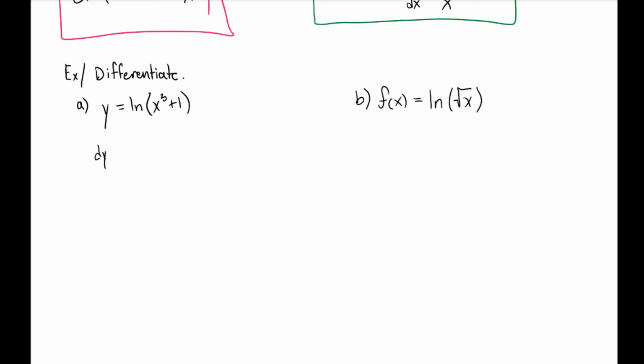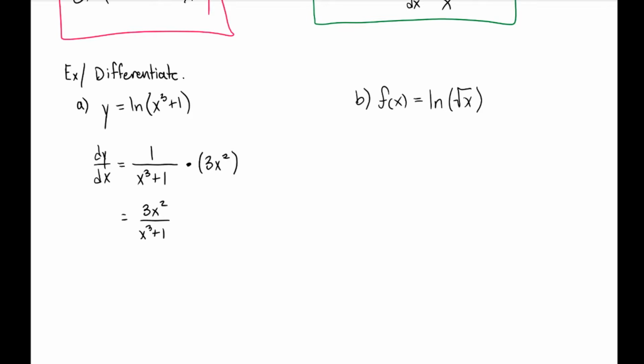So when I go to take the derivative, dy by dx, it's the derivative of the outer function, so 1 over x, but with that inner function still in there, so x cubed plus 1. But then, because it's chain rule, I have to multiply by the derivative of the innermost function, which is 3x squared. Remember, the derivative of 1 is just 0. And so if I stick those pieces together, I end up with a fairly tidy derivative, I think: 3x squared over x cubed plus 1.